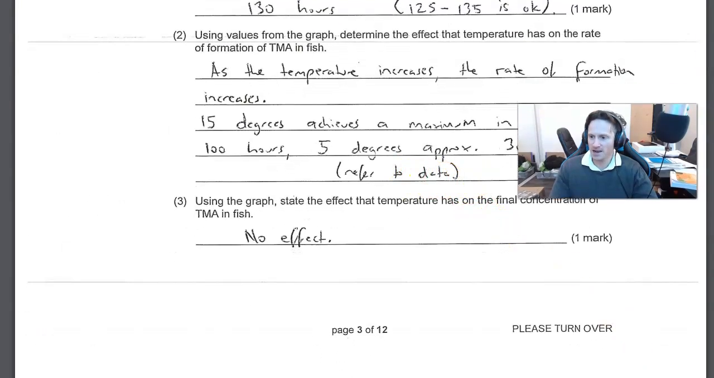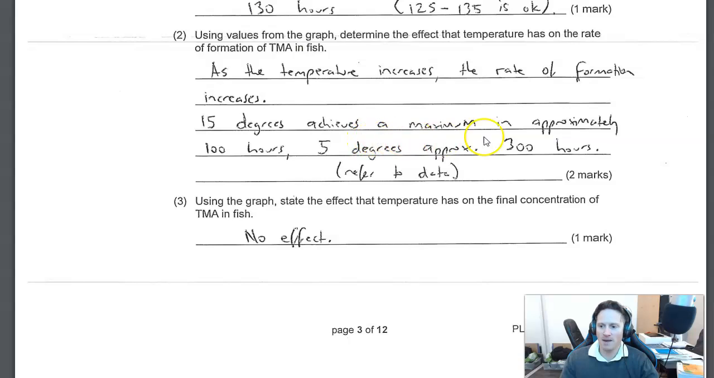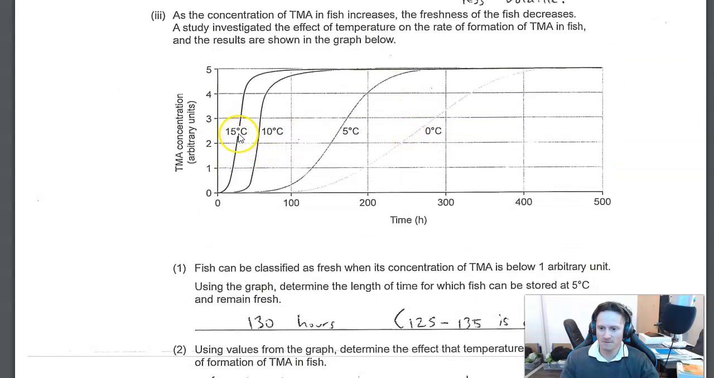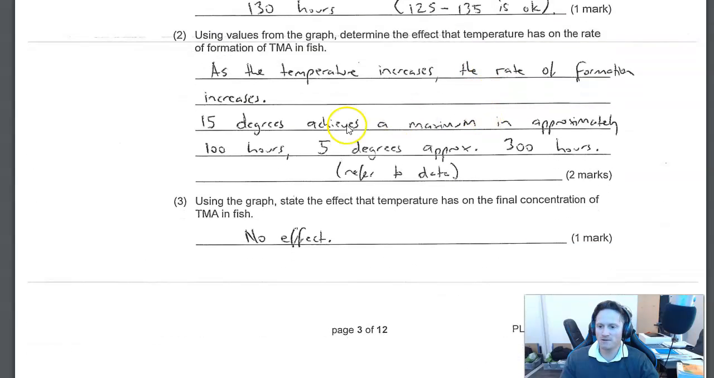So I've said at 15 degrees, a maximum is achieved in approximately 100 hours, and at 5 degrees in 300 hours. So I'm just going, 15 gets to the top at about that much time, 100, and then 5, 300, like that. So I'm just trying to refer to data where possible.